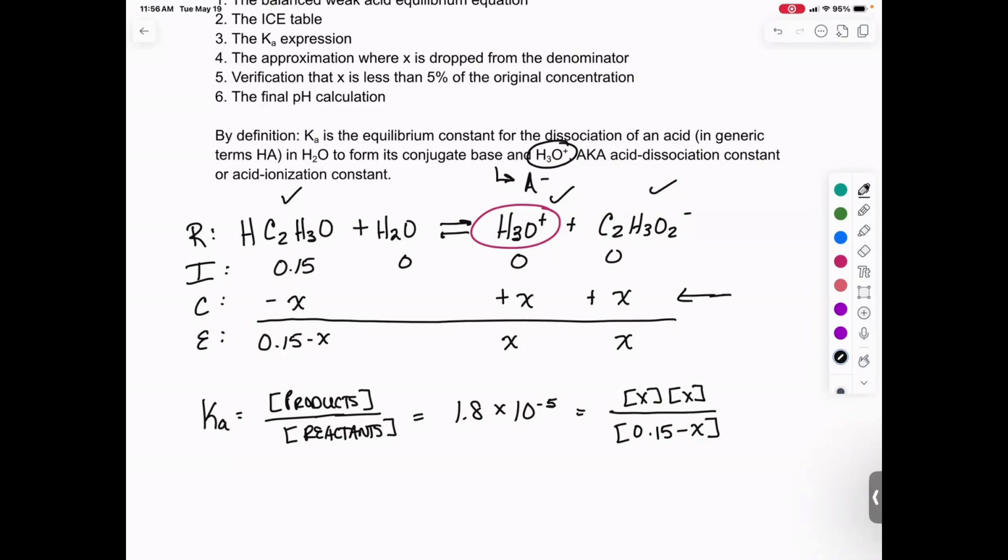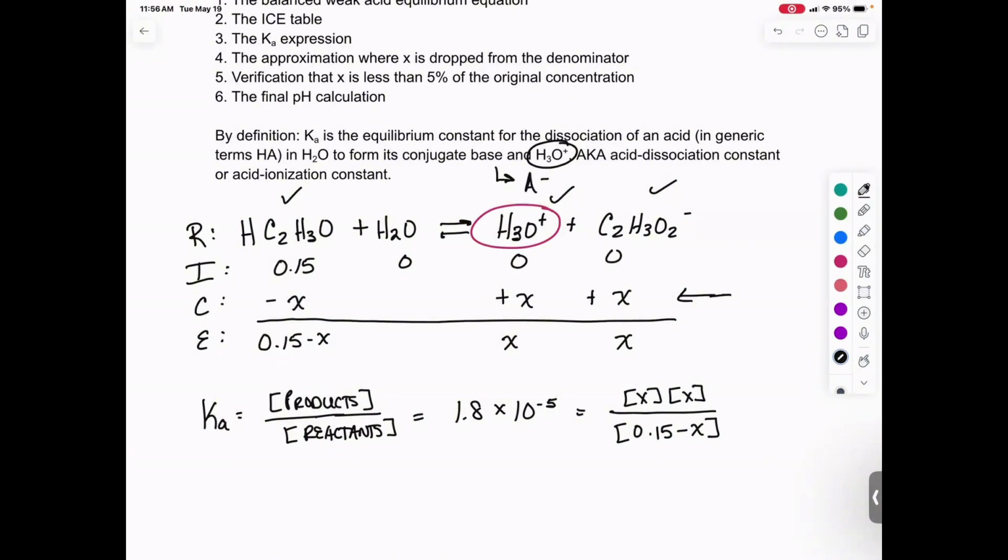And that's in number 4, okay? The approximation where X is dropped from the denominator. So what we're saying here in most cases is that the X is so small that it's pretty much close to 0.15 in this particular case.